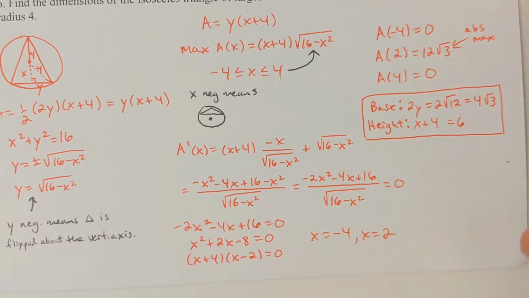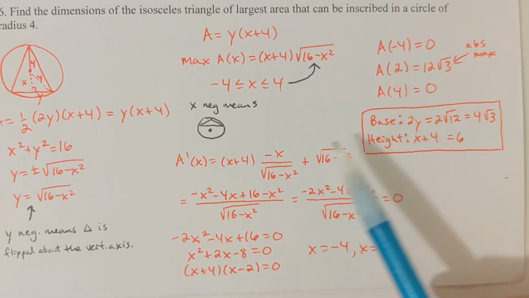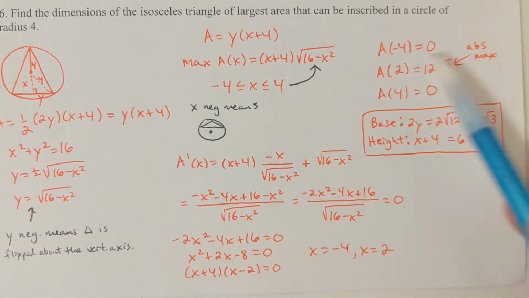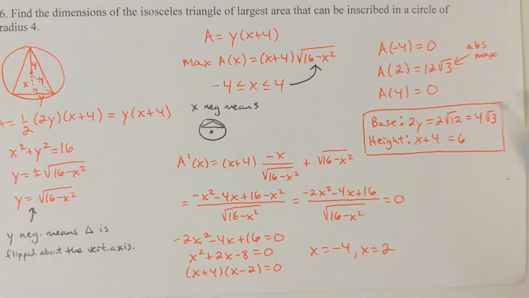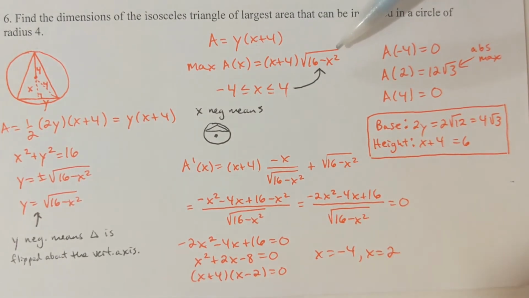Now, in using the extreme value theorem, I'm going to be plugging in the endpoints on this interval anyway, so I would have plugged in negative 4 regardless. 2 and negative 4, though, are critical numbers. So let's go ahead and plug them into A and see what has the biggest output. Well, if x is 2, you're going to have 6 times root 12, and the square root of 12 is 2 root 3, right? So 6 times 2 root 3 would be 12 root 3.